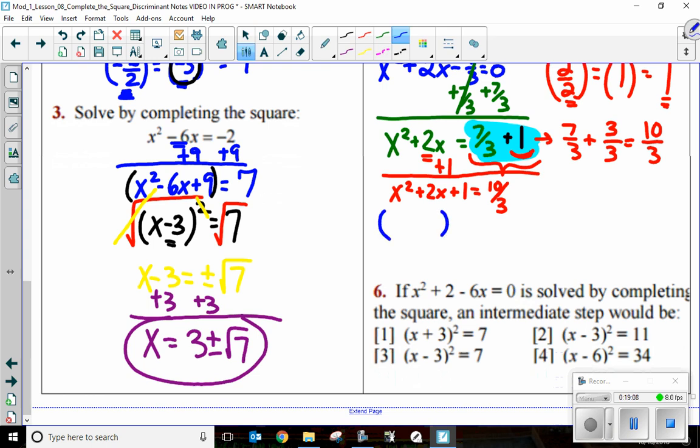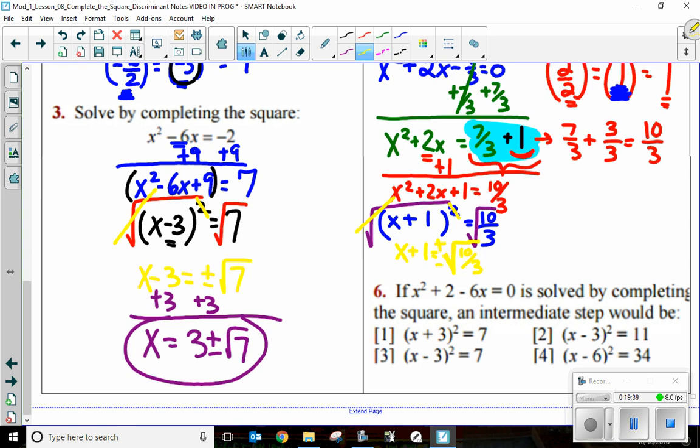We have our perfect square here. Whatever number is in parentheses here, that's a 1. It's a positive 1. Goes there. And now it just comes time to solve. Take the square root of both sides because squaring and square root cancel. X plus 1 equals the square root of 10 over 3. That's the whole thing. Don't forget plus and minus.